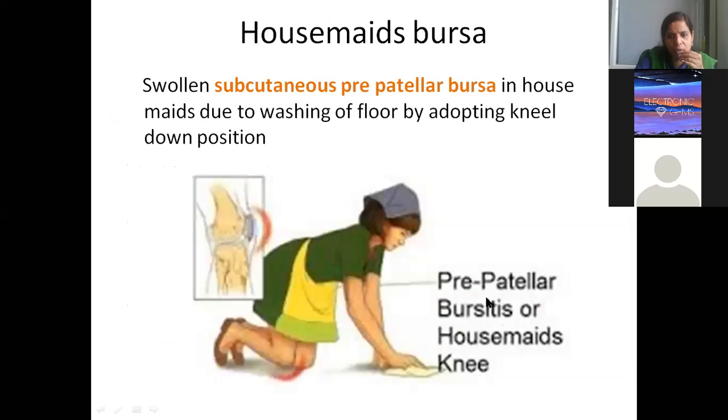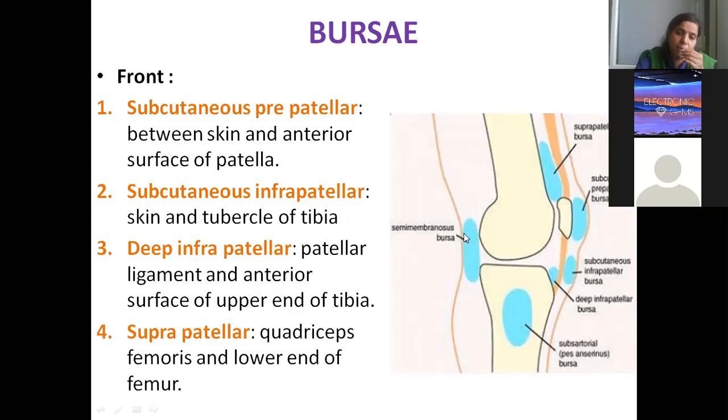Apart from that, at the level of semimembranosus, the posterior aspect of the upper end of the tibia receives the insertion of semimembranosus. There also you have a bursa. Here, between the gracilis, semitendinosus and sartorius, again there will be a bursa, which is called pes anserinus or subsartorial bursa. In order to prevent the friction of tendons one over the other, you will have a bursa intervening between the tendons of all these three muscles.